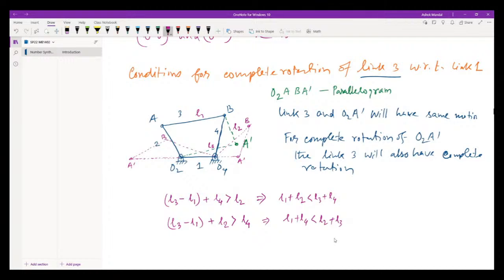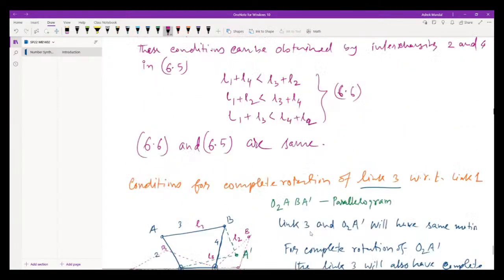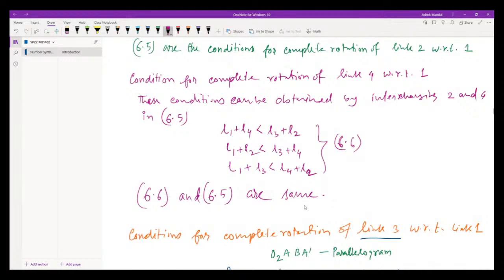Okay, from the triangle. And now for this extreme position, you see L1 plus L3 must be less than L2 plus L4. So the last condition is L1 plus L3 must be less than L2 plus L4. Okay. So let us call this 6.7. Now if you have your note here, you can compare, they are the same relations.